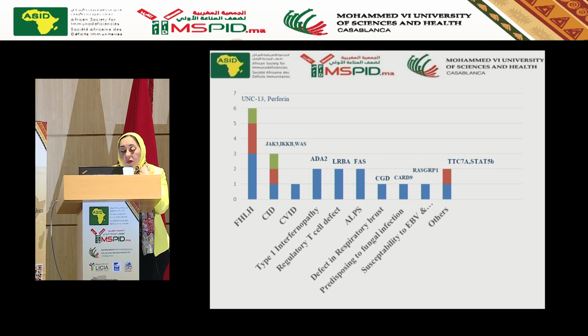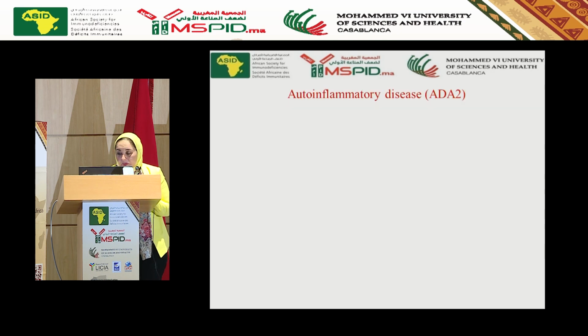As for the combined immune deficiency, we had a patient with JAK3, 1 with IKKB, and 1 with Wiskott-Aldrich. We had 1 patient with a common variable immune deficiency, 2 patients with ADA2, 2 patients with an RBA mutation, 2 siblings with a FAS mutation, 1 patient who had chronic granulomatous disease, 1 patient who had COT9, and another patient who had the RASGRP1 gene. This patient was successfully transplanted. And 1 patient with TTC7A and another with STAT5B, and this patient was also successfully transplanted.